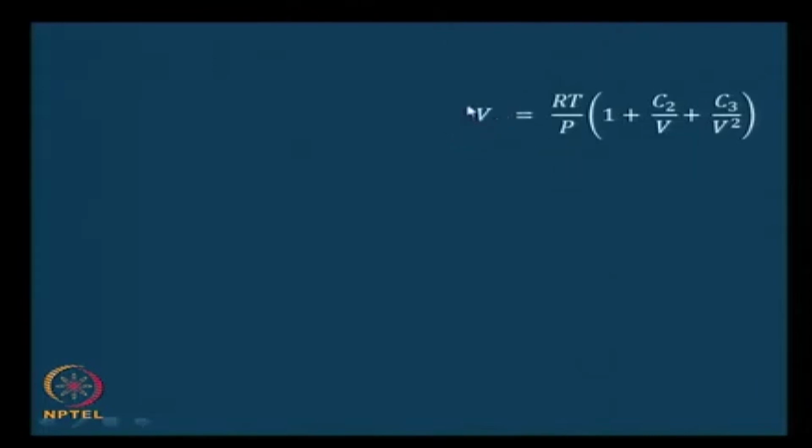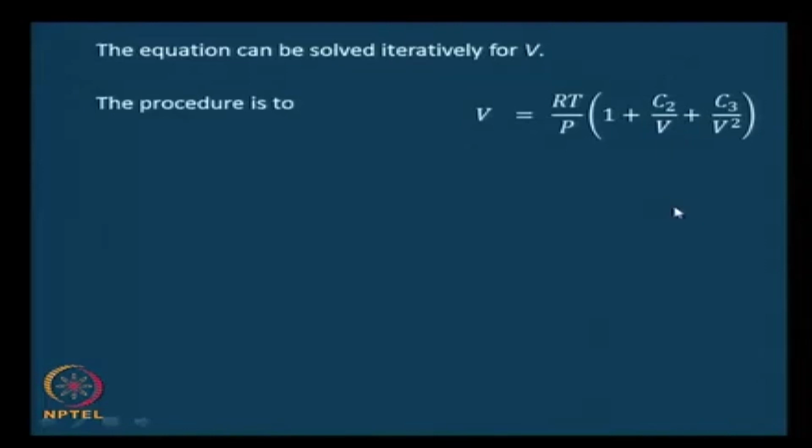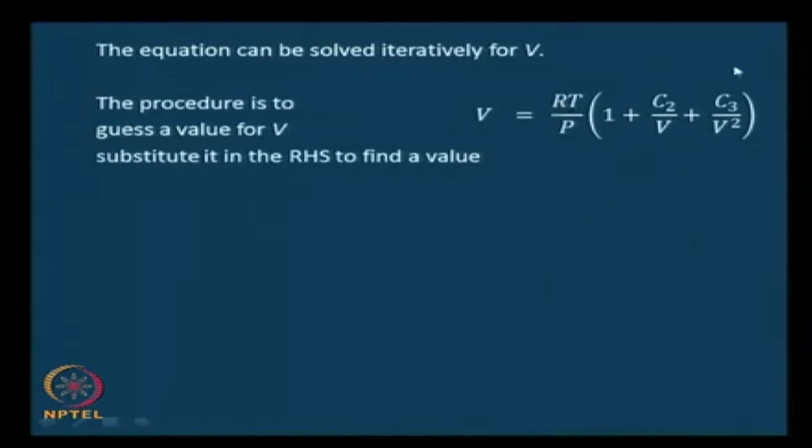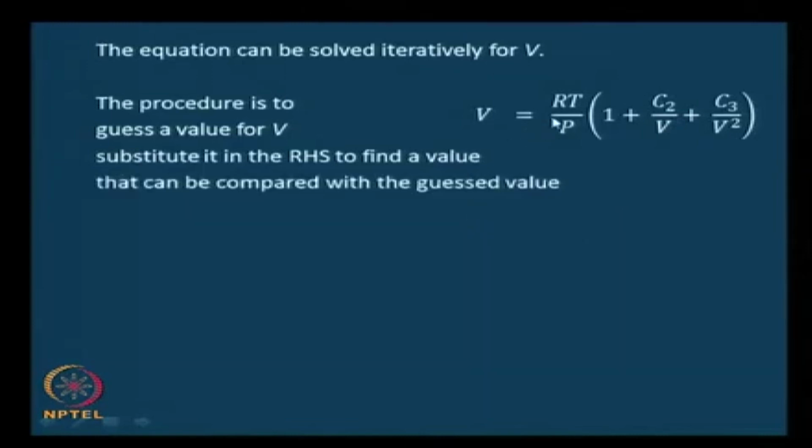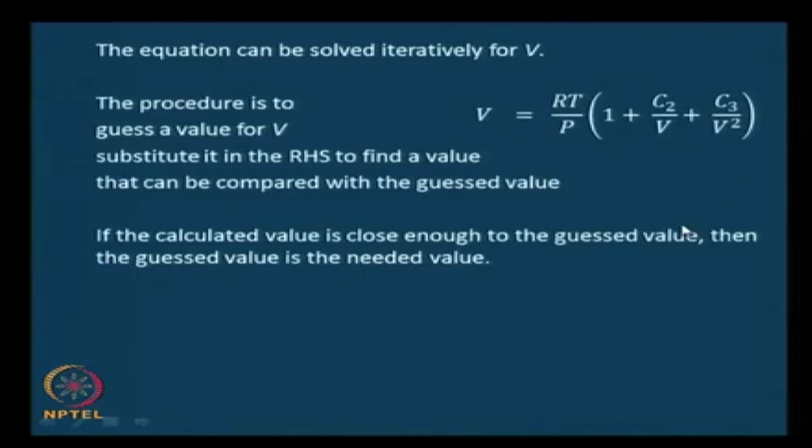And to do that, we replaced Z by PV by RT, which is the definition of Z, and thus we got V on the left hand side and this on the right hand side. To solve iteratively for V, the procedure was to guess a certain value of V and substitute it into the right hand side to find its value, then compare that value to the guessed value, or in other words take the difference. If the calculated value is close enough to the guessed value, close enough being the operative words here, then the guessed value was the needed value.